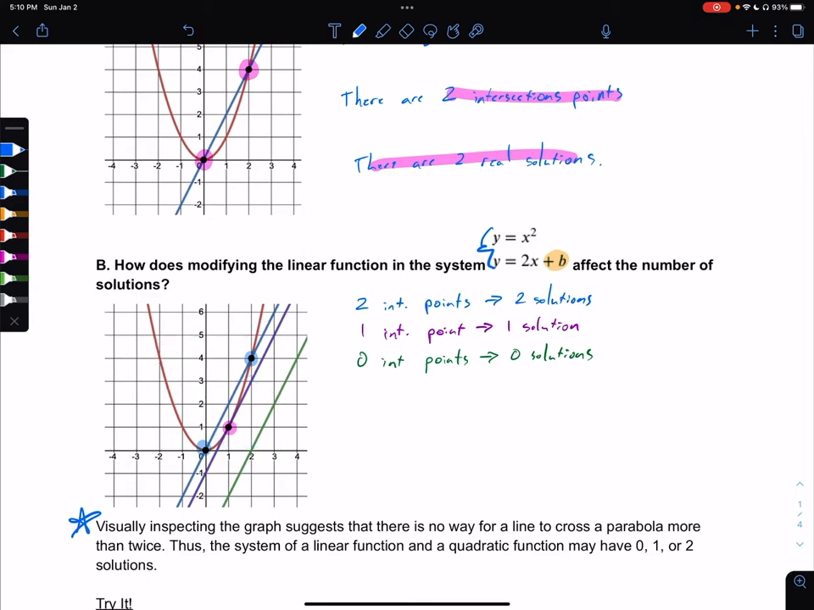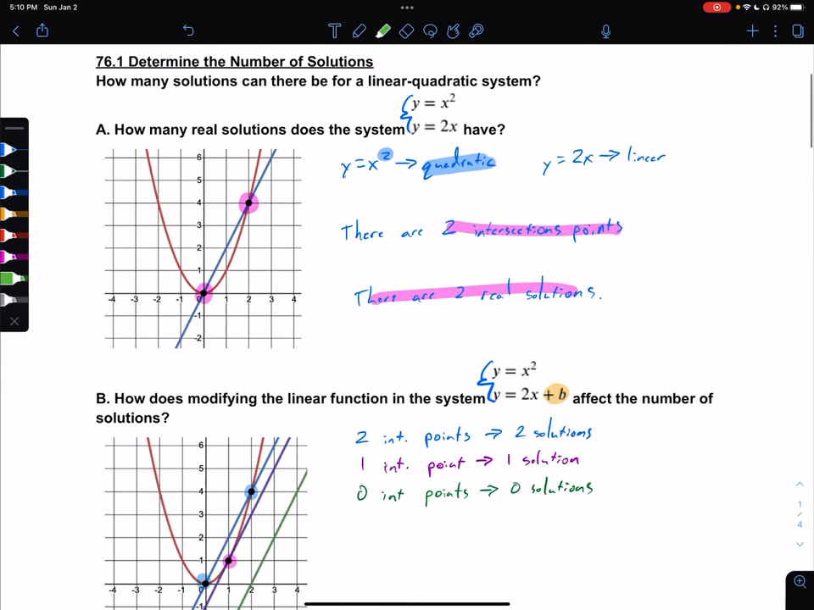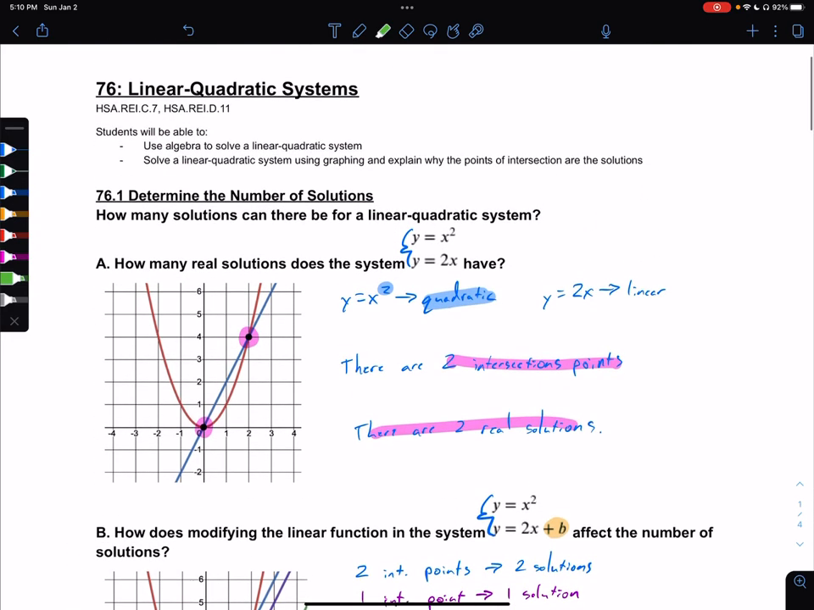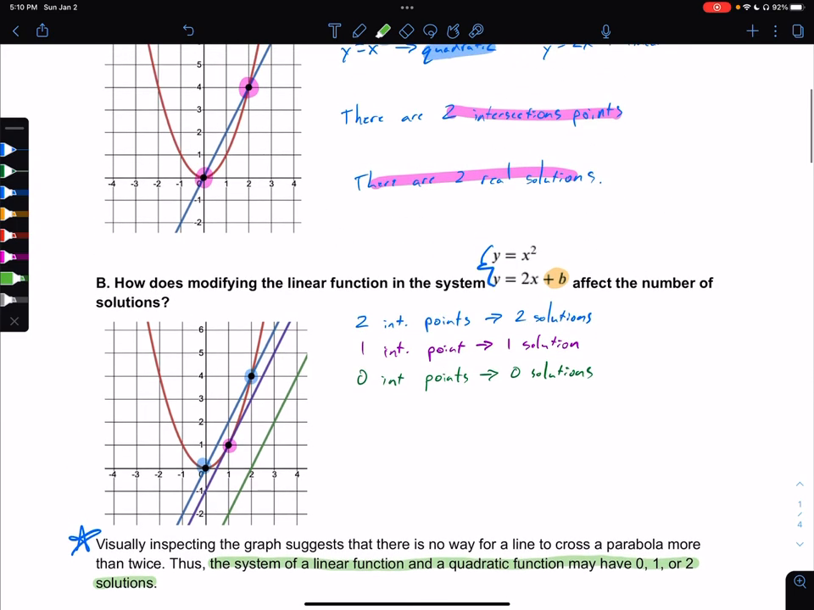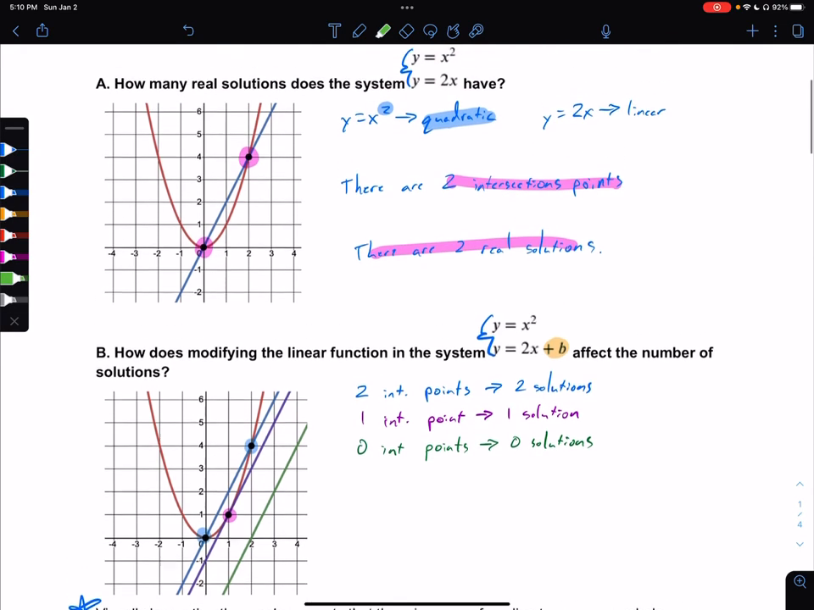So the only possibilities we have here is this statement right here. The system of a linear function and a quadratic function may have 0, 1, or 2 solutions. That's all we care about. So this video, that's what you want to take away from. In this section, we're looking at linear quadratic systems, and that tells us that we should have a max of 2 solutions, and it is possible to have 0 solutions. It is possible to only have 1 solution. Okay, so keep that in mind when you're solving these either algebraically or using a graph.